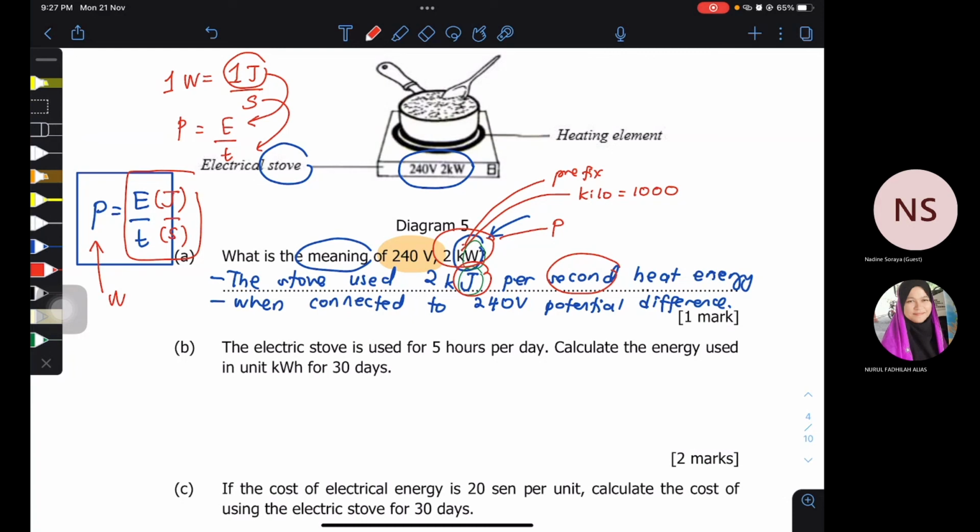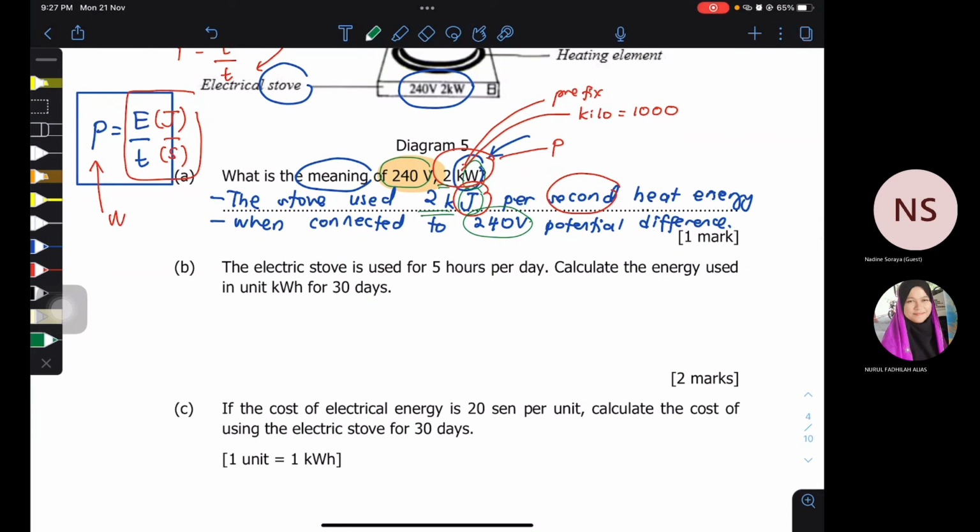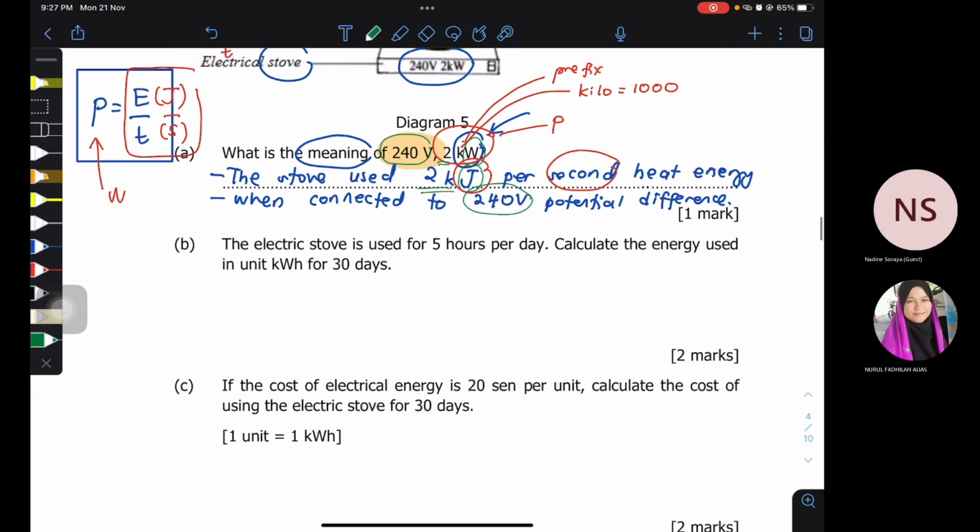So here if the value is 2000, then 2000 is what we write. If the voltage is 240, then 240. If the voltage is 200, then 200. Okay, can? Okay, B. The electric stove is used for 5 hours per day. Calculate the energy used. This kind of question is also in the textbook. The question wants energy used.